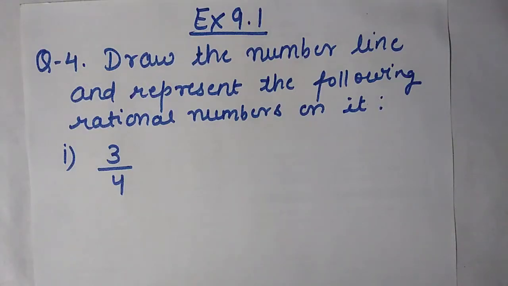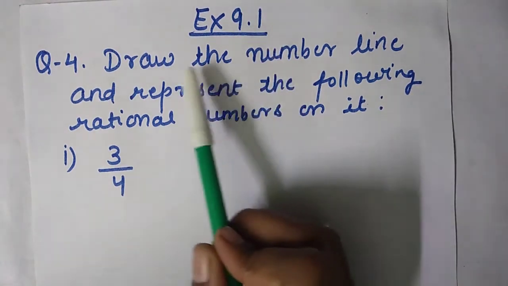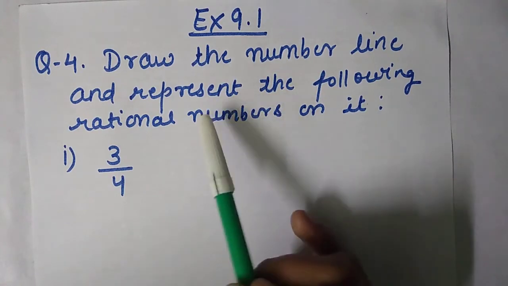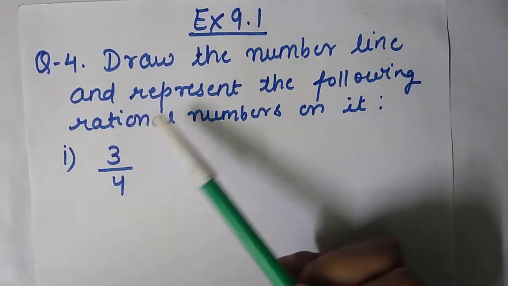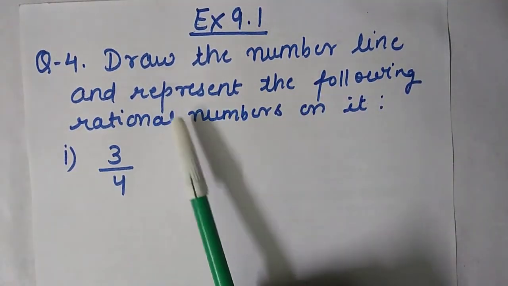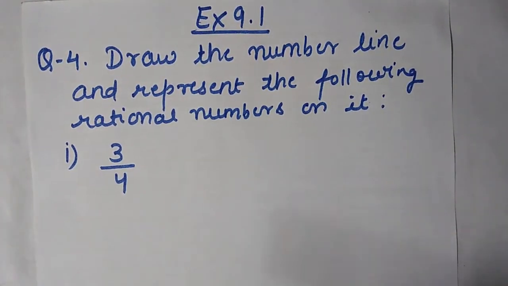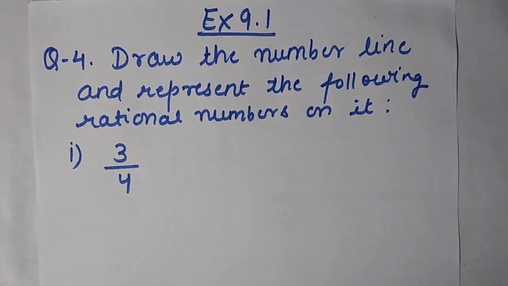So students, for explaining how to represent a rational number on a number line, I am taking question number 4 of exercise 9.1. By this question I will explain how you can represent a rational number on a number line. Question number 4 is: draw the number line and represent the following rational number on it. This is related to the same topic, representation of a rational number on a number line. So this is 3 by 4, and we have to draw the number line and represent the rational number on it.